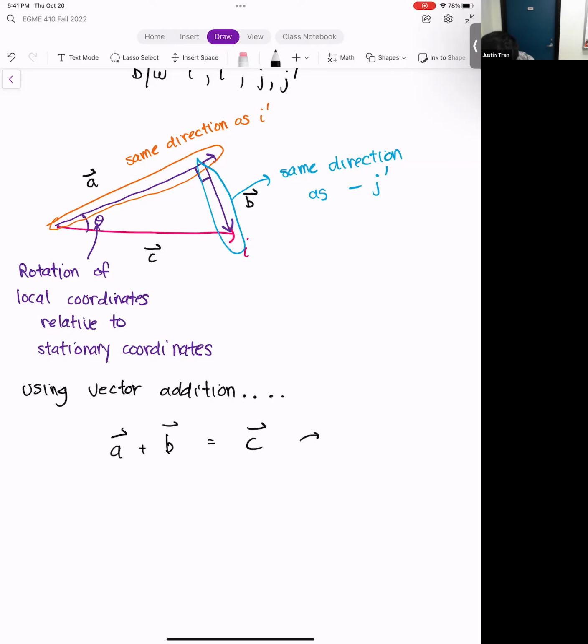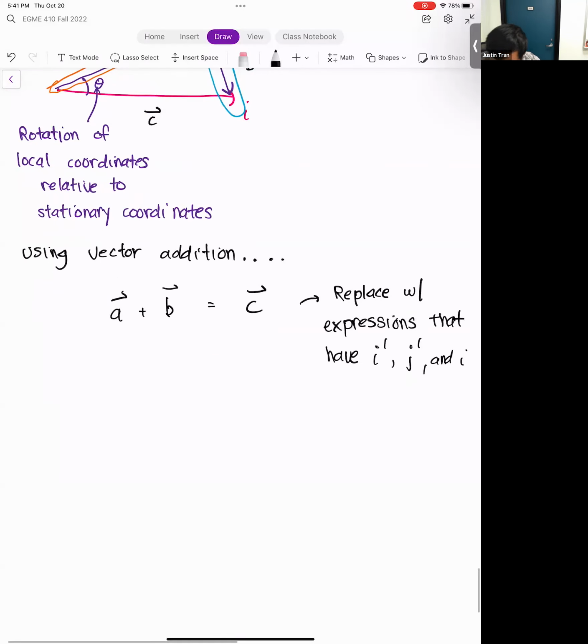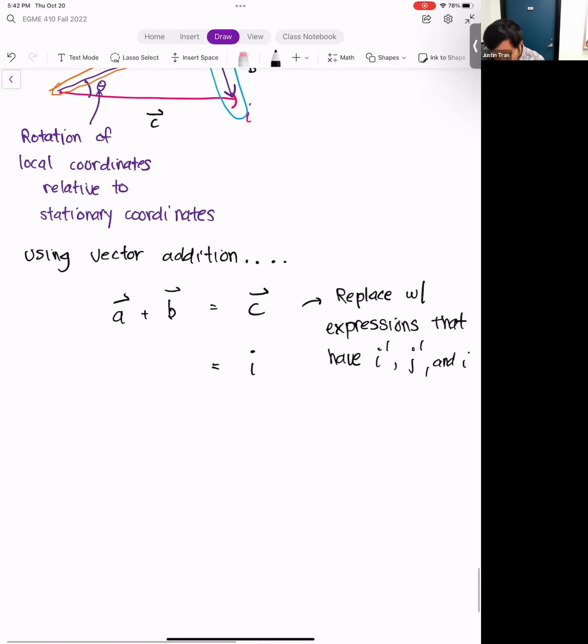Right, and so next step that we're going to do is we're going to replace these vectors here with expressions that include I prime, J prime, and I. Okay. We'll do J in a second, but J isn't here yet. Okay, so first thing we're going to do is that if we look at the C vector here, the C vector is exactly in the I direction. And so what we can do is we can set C here exactly equal to I. Okay.